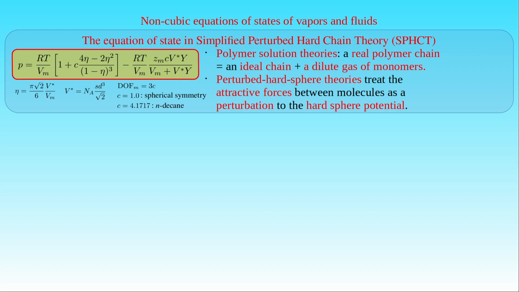The attraction term in the SPHCT equation of state is equal to minus R times T over Vm, times Zm times C times V star times Y over the sum of Vm and V star times Y. Here Zm denotes the close packed coordination number of the molecule, counting the number of its neighbors in a close packed structure of the molecules of the medium. The quantity Y is defined as the exponential function of the intermolecular potential energy per unit area epsilon times the surface area of the molecule Q over C times the Boltzmann constant K times the temperature T, minus 1.